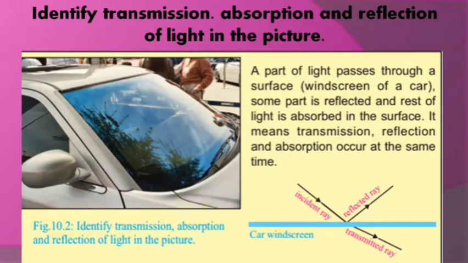That's why, by absorption, it changes into heat, so our car gets warmer. Here we can see the car windscreen and the incident ray, which is falling on the screen, and then it reflects over there, it is transmitted over there, and some rays are absorbed here, by which it changes into heat energy.